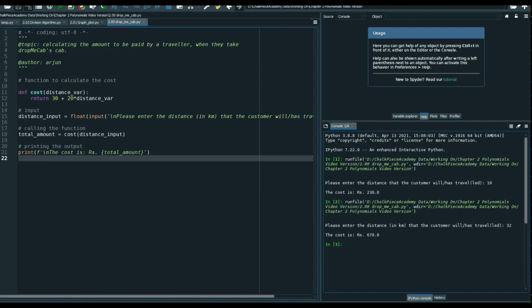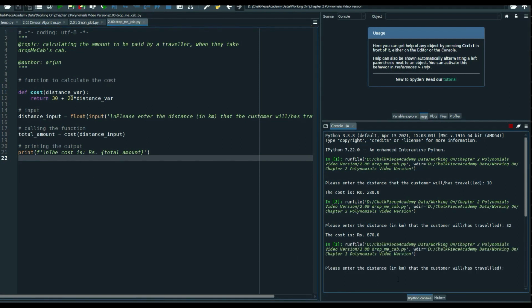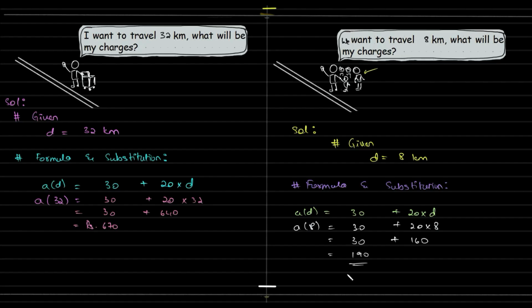So let's see if our code is going to get the same answer. The people are traveling, I think it's 8 kilometers if I'm right, and it's 190. And yes, 8 kilometers and it is 190. Okay, so what you just saw was a how-to aspect of a particular scenario.